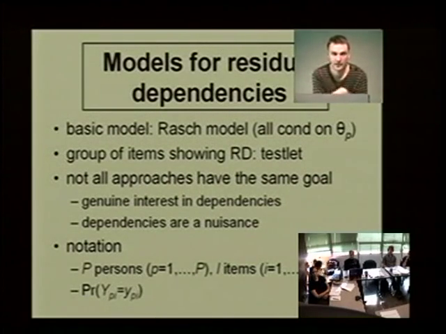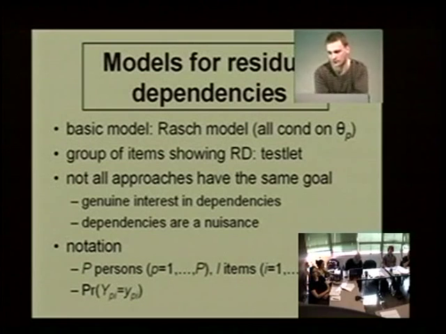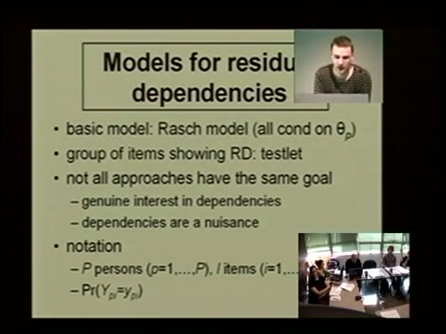On the other hand, sometimes dependencies are seen as a nuisance. If you, let's say, work for a test company and you want to make inferences, you want to measure people, you don't want your measurements to be made invalid by the fact that there are residual dependencies floating around in your data. So in that case, they're a nuisance, these dependencies, and you just want to take them into account in order not to disturb your measurement or inference process.